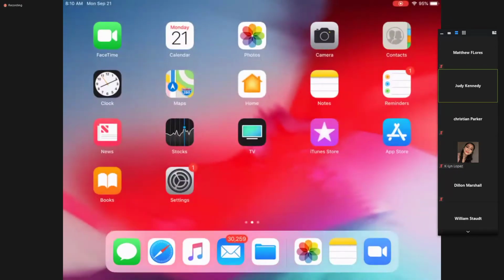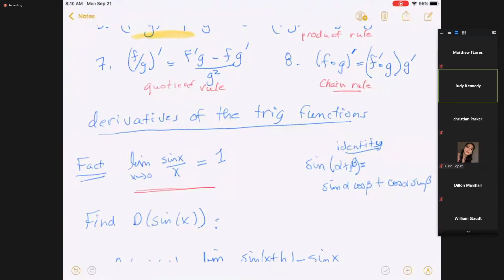Let me go back to my notes. So we're just going to use this fact. And we're also going to need a trig identity: the sine of the sum of two angles alpha and beta is the sine of alpha times the cosine of beta plus the cosine of alpha times the sine of beta.